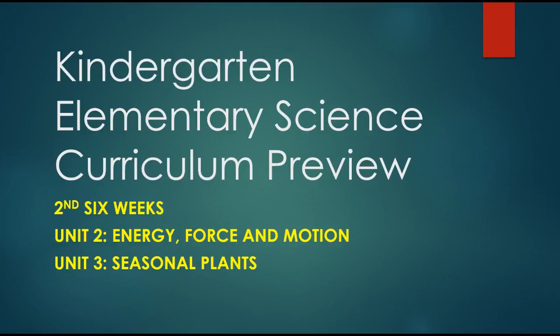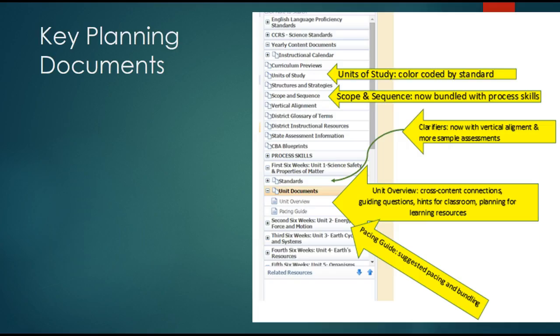Today we're going to briefly talk about the two units that are scheduled for this 6 weeks, Unit 2, which is energy, force, and motion, and then Unit 3, which touches on seasonal plants.